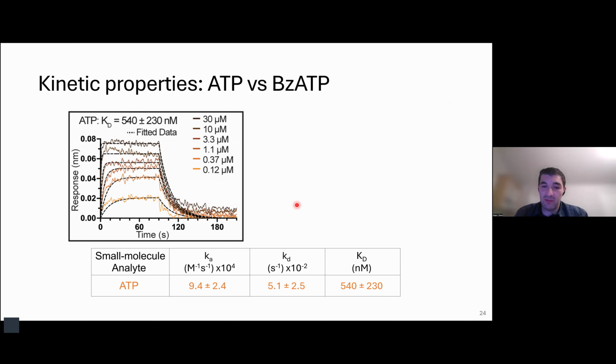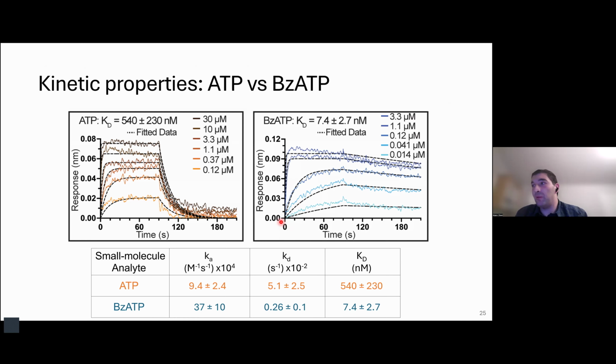For the sensorgram of BZ-ATP, we see a fast association followed by a very slow dissociation of BZ-ATP, which results in a higher affinity for BZ-ATP of about 7.4 nanomolar. Importantly, BZ-ATP has a higher affinity than ATP, about 70 times higher affinity than ATP.